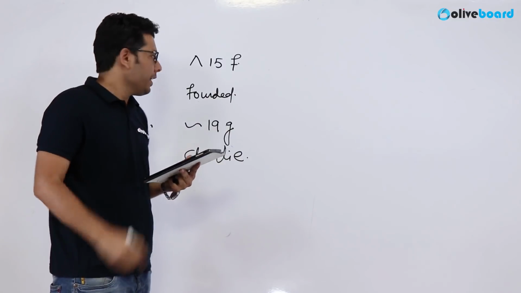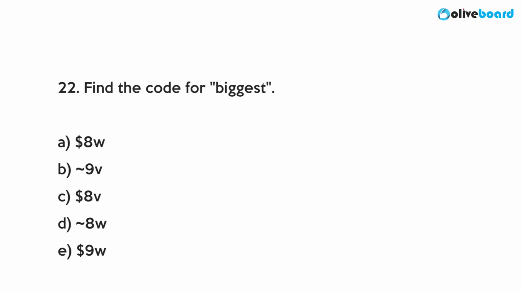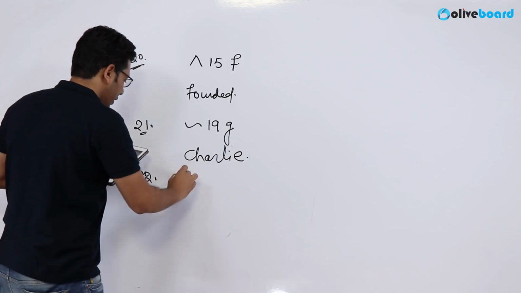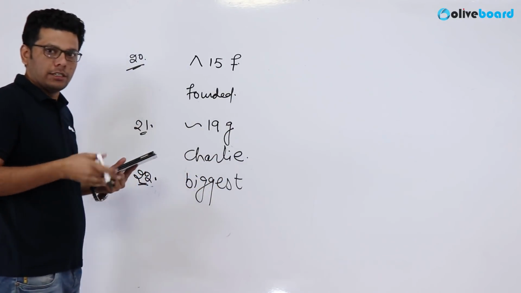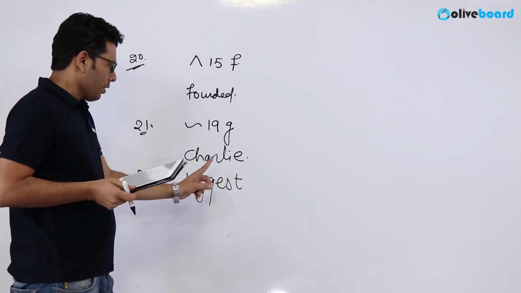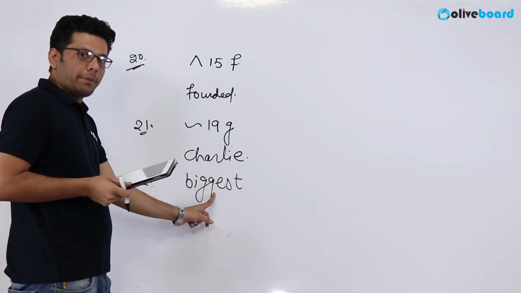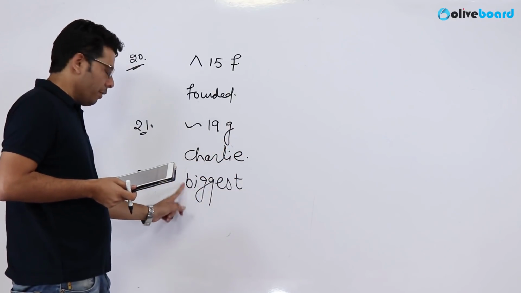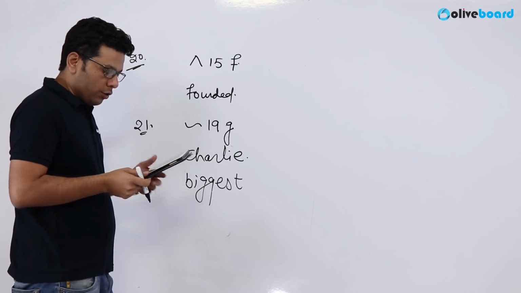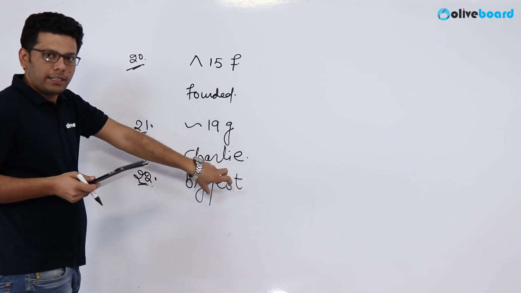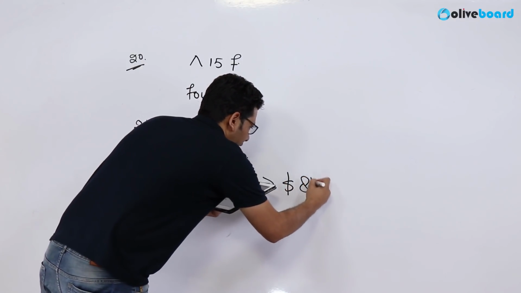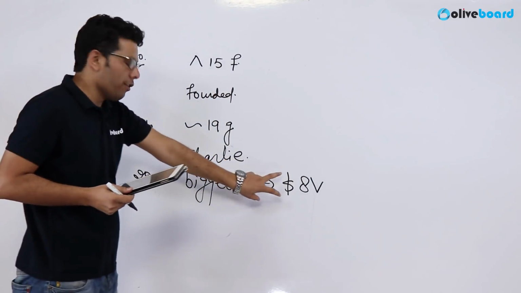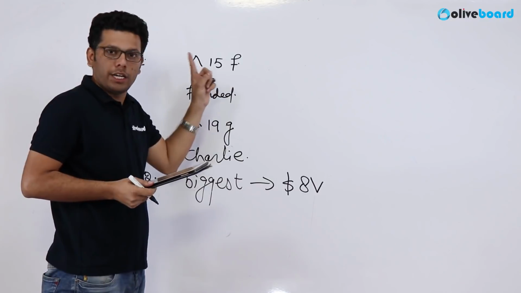And the next question, question number 22, is what would be the code for biggest? Again the same logic: the position of the last letter plus 2, the position of the middle letter plus 1, and the symbol would be according to the B. If you look like this, then the answer would be $8 and V. This will be the answer of your question number 22 according to the given coding mechanism.